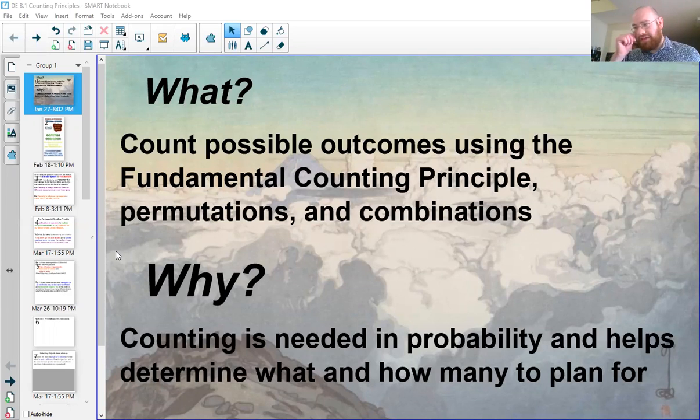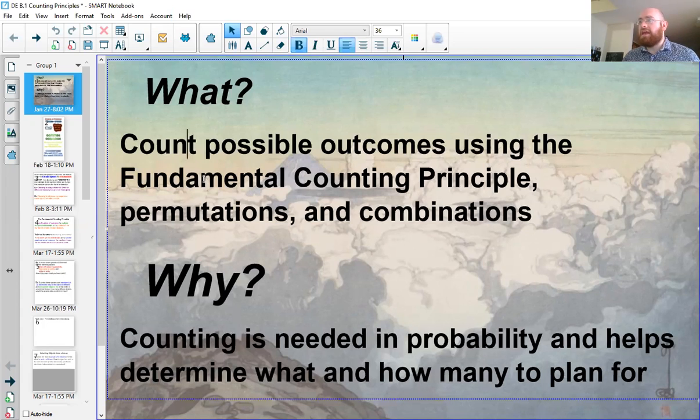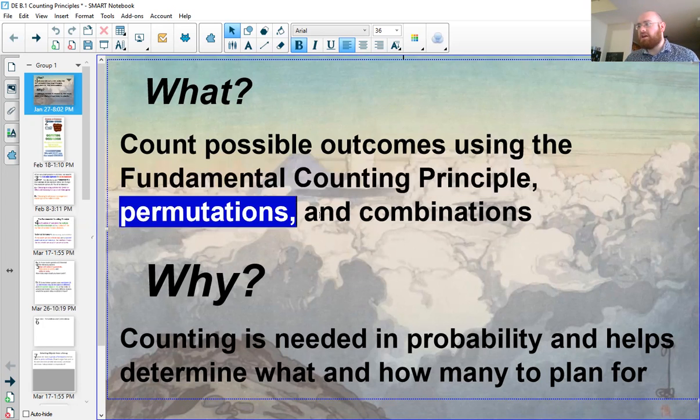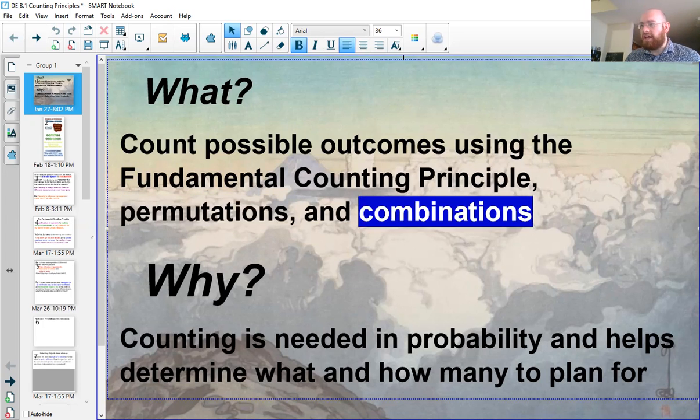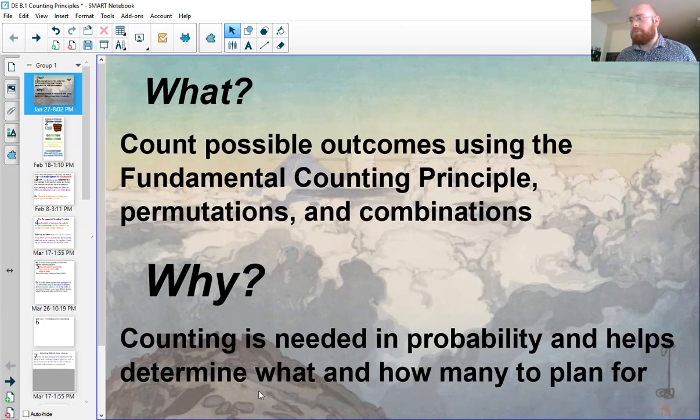Instruction is going to be about counting principles. So we want to look at how to count possible outcomes using the fundamental counting principle, permutations, and combinations. The reason why is that counting is needed in probability and helps us determine what and how many of things might happen to plan for.